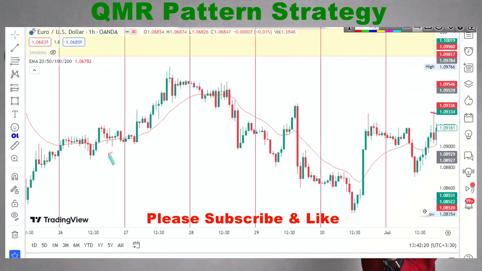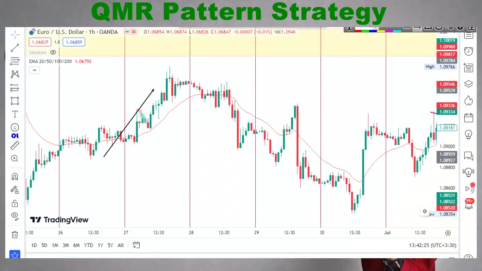And here we have an uptrend. Here is high point, low point, higher high, lower low. I showed this high is here, low is here, higher high and lower low is here.